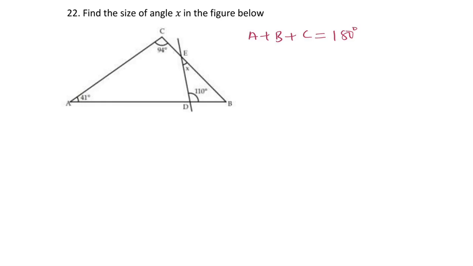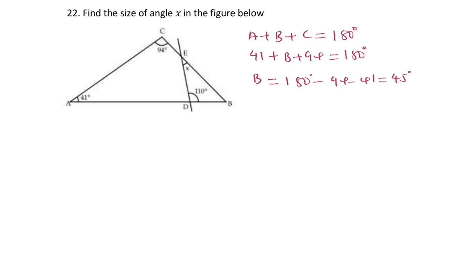Okay, so now let us substitute the given values from our figure. Then our equation is going to be 41 plus B plus 94 equals 180 degrees. Next, let us collect the constant terms. Then our equation is going to be B equals 180 minus 94 minus 41, of which after solving the values, we are getting 45 degrees.